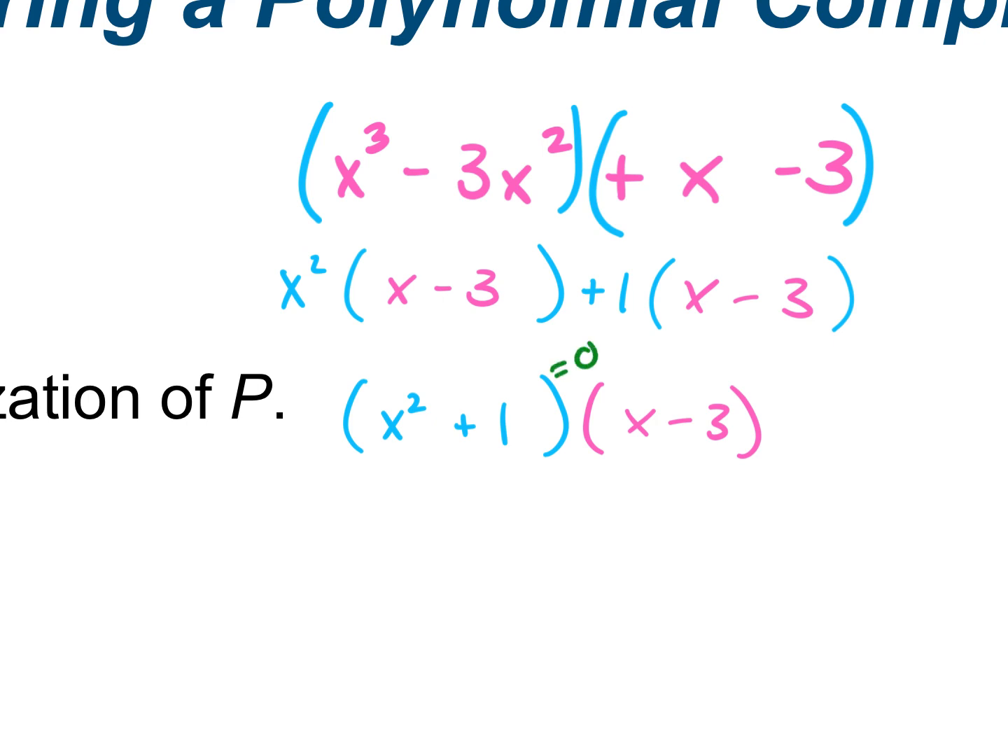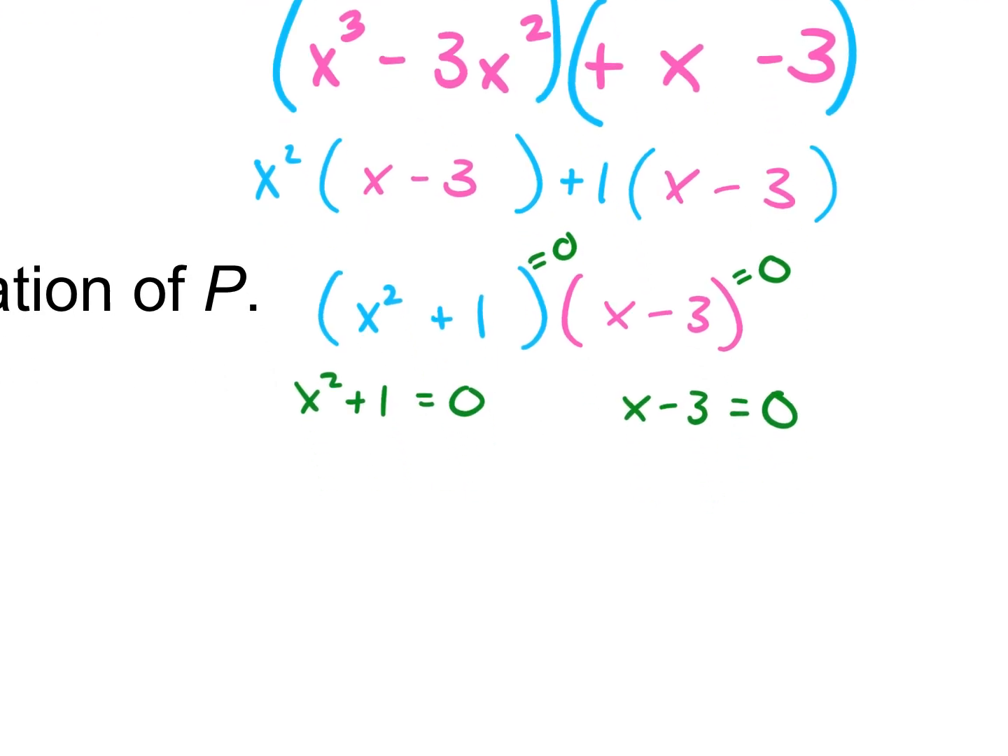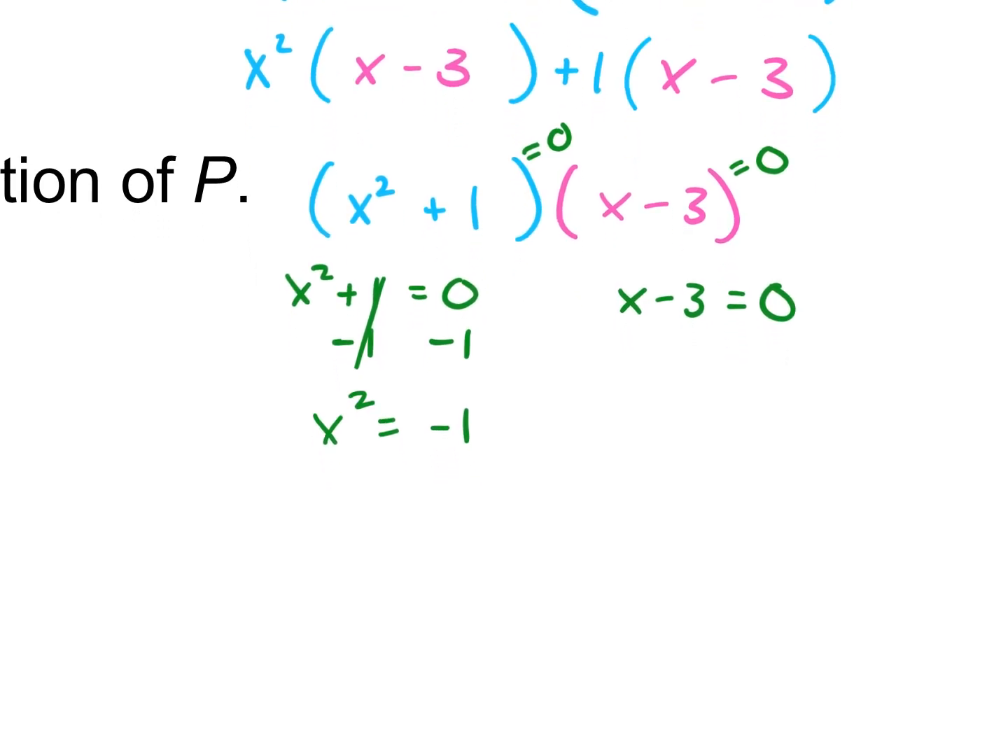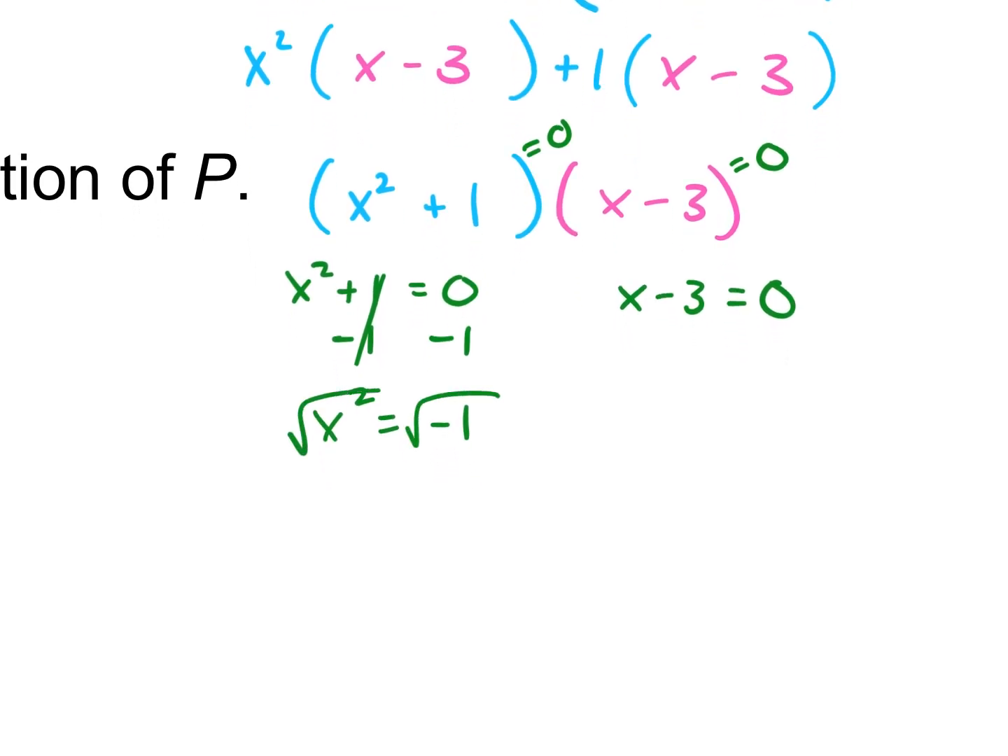Set them equal to 0. So we have x squared plus 1 equals 0, and x minus 3 equals 0. So in our first equation, we'll subtract 1. X squared is equal to negative 1. What would I do next? Square root both sides. So what will x equal?